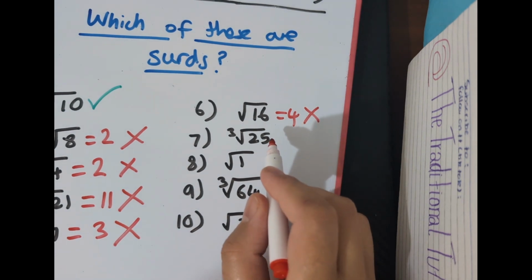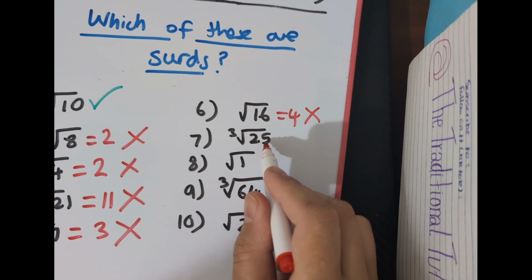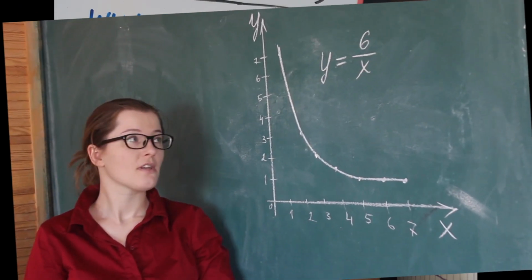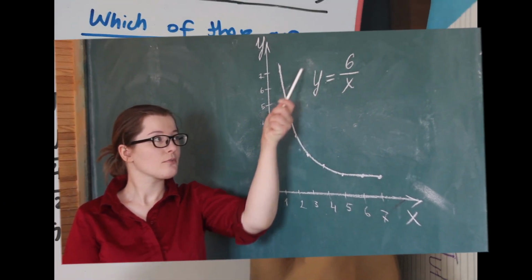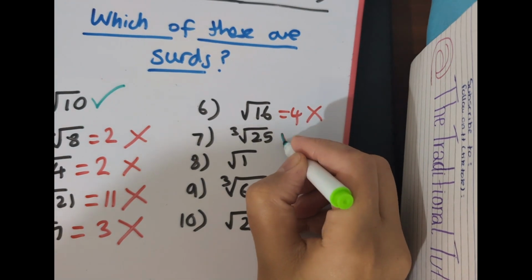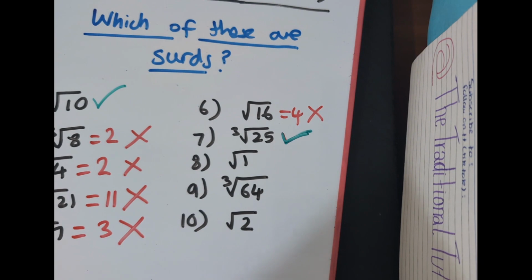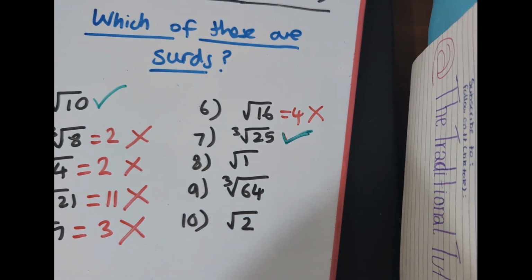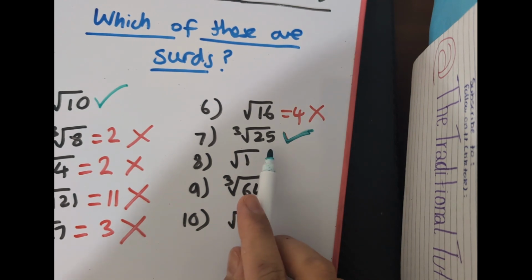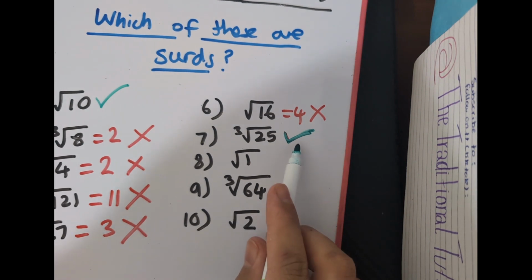Then we've got the cube root of 25. Now that's an interesting one. 25 is a square number, because the square root of 25 is 5. However, it is not a cube number, so hence this is a surd. Let's just get our green pen. I like to keep my greens for ticks and my reds for crosses. It's just the teacher in me. So the cube root of 25 does not exist as a rational number, hence this is a surd.